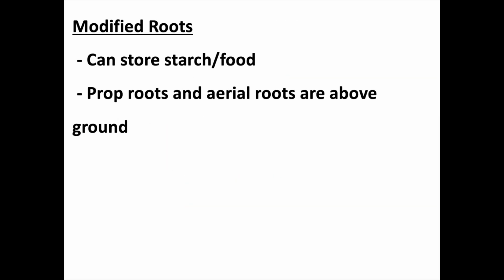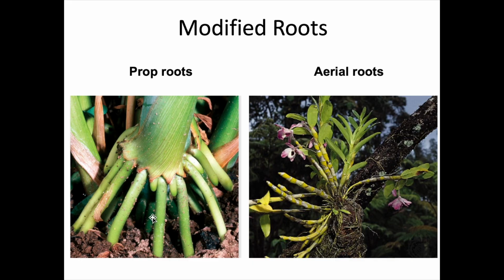The other type of modified root I want to point out are prop roots and aerial roots. These are both roots that are above ground, which is weird because roots are typically below ground. Prop roots are above ground and help brace these plants against wind or flooding. This is a corn plant we're looking at here. And aerial roots, as the name implies, are in the air. They never touch the ground.